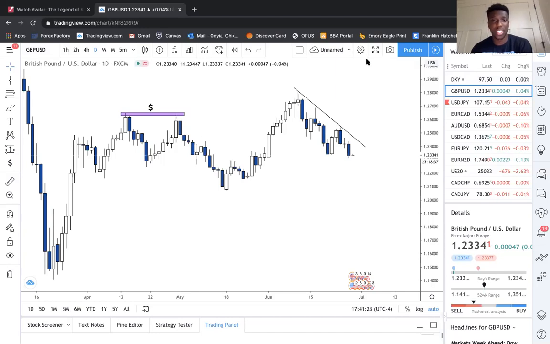So that would be worth going over. Does anybody have any charts they want me to go over, any currency pairs they want me to look at in terms of smart money or anything like that? If not, then we're just gonna go ahead and end off for the day.